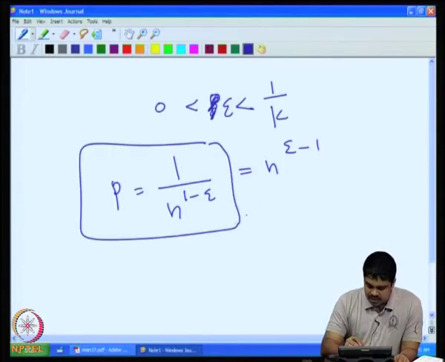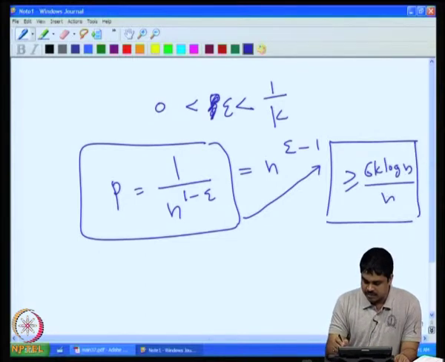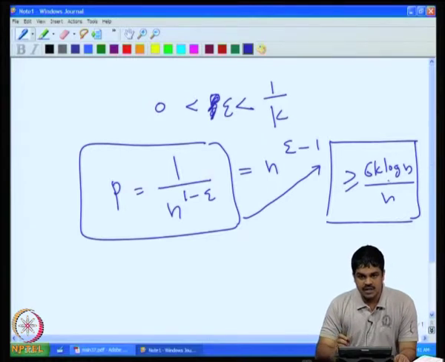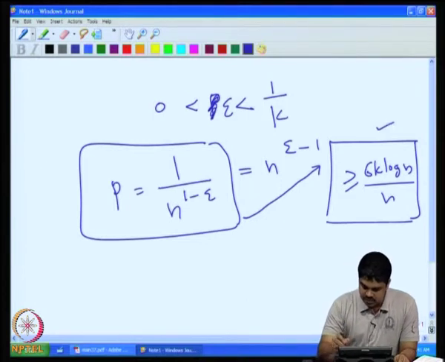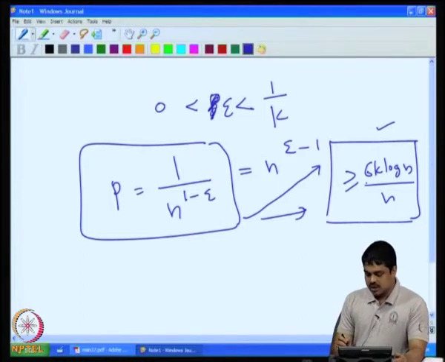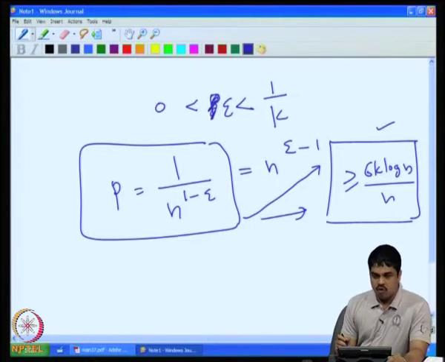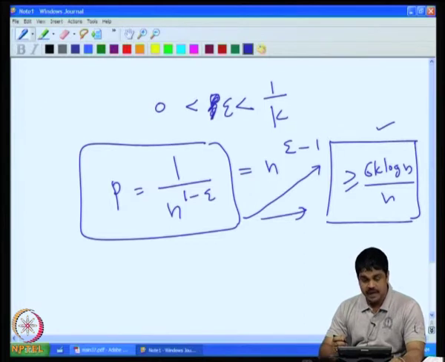One good thing about selecting this probability is that it is bigger than the 6k log n by n value that we have found for the other event to happen. That means, there is no independent set of cardinality at least n by 2k, right. So, this is bigger. So, this will happen with high probability. So, with high probability there will not be any independent sets of cardinality n by 2k, right, n by 2k.